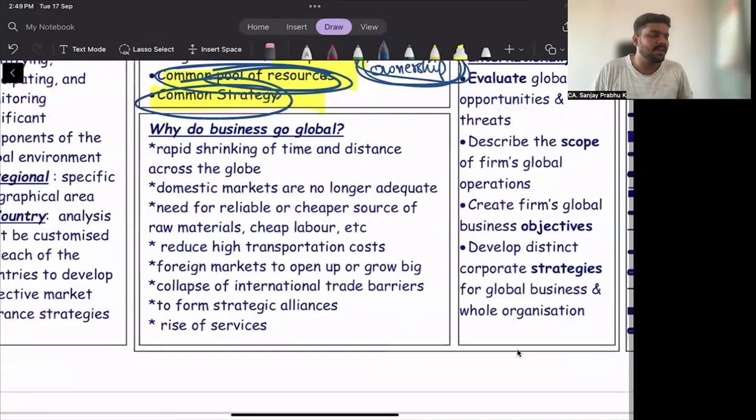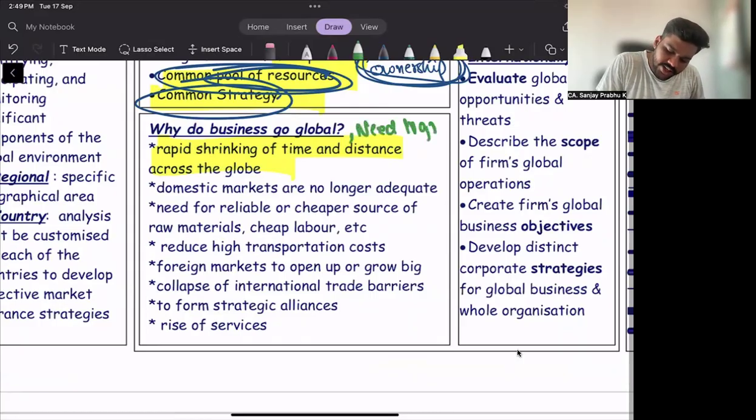Then why do companies go global? Why does a company go global? Because of the rapid shrinking of time and distance. First one, the need to grow. You can add that, need to grow. If you want to grow, you have to expand. Second point is the rapid shrinking of time and distance.